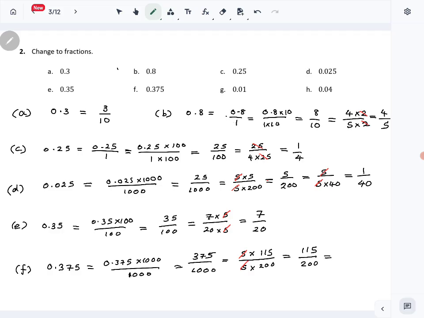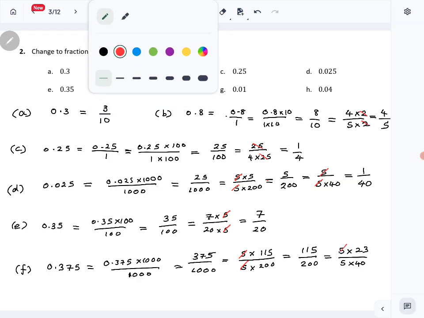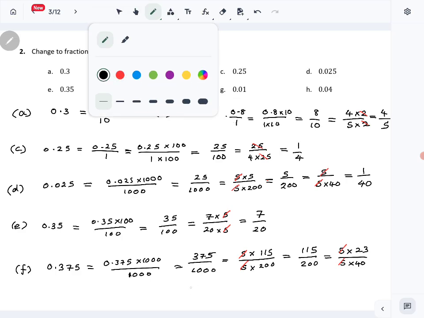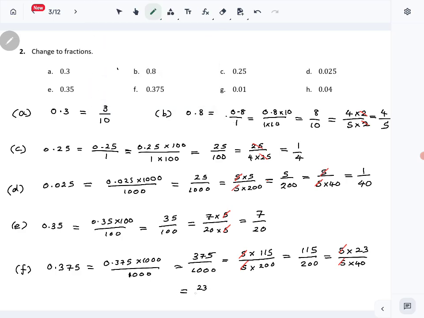This also, both numbers are multiples of 5, no? So 5 into 23 and 5 into 40. So again cancel the 5s. Then what do we have? We have 23 over 40. Does this have any common factors? No. 23 you can't do anything. Yes. So this is the simplest form. Right. Then let's do the last two also.